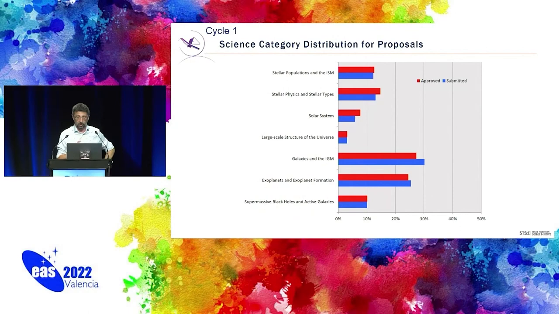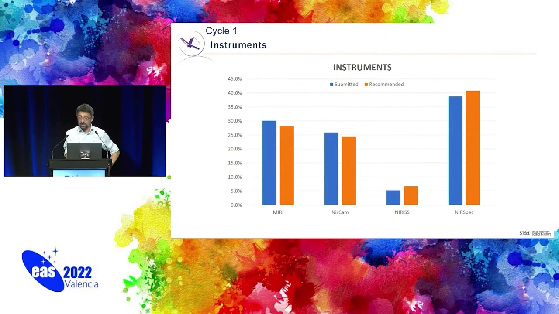And what will be observed in Cycle 1? This is a distribution of proposals that have been accepted in Cycle 1. As you see, most of the time has been given to galaxies and IGM and exoplanets. In terms of instrument distribution, it's interesting that the two instruments that have received the most requests and which have been recommended most are NIRSpec and MIRI, which are the two European instruments.